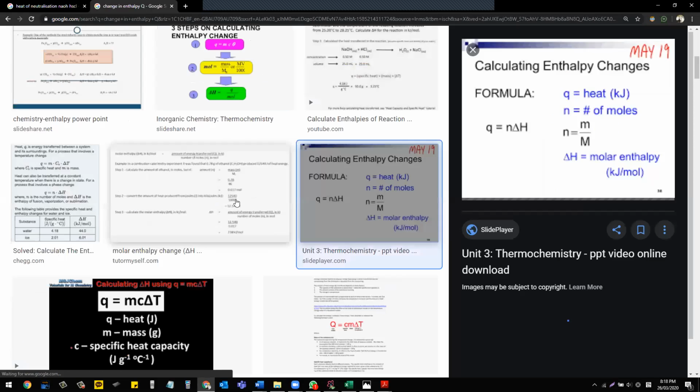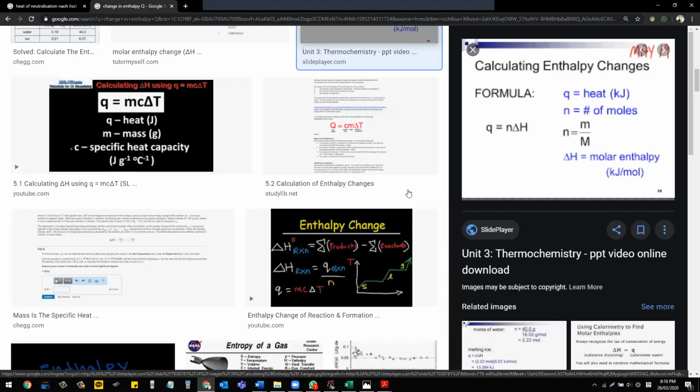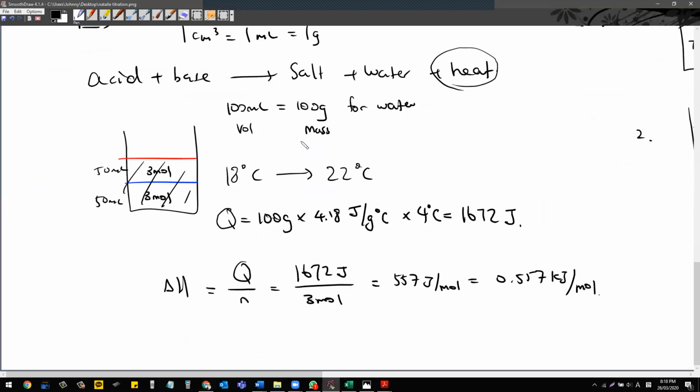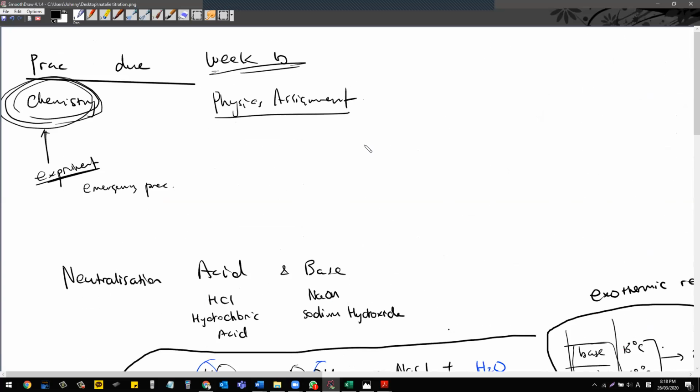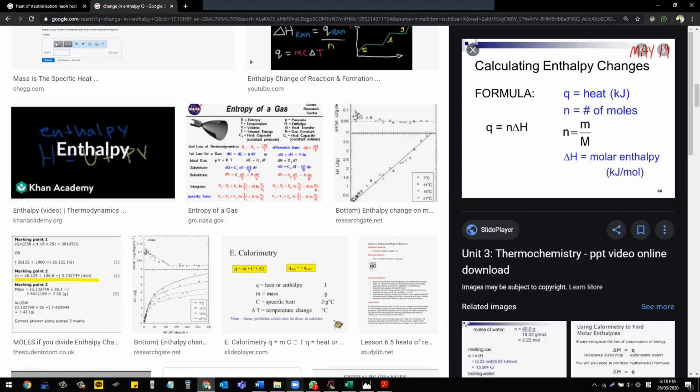Have a look at this. Generally Q is n delta H, so delta H is Q over n. Awesome. I just wanted to double check, just to make sure that my teacher was wrong. Okay, that's fine. So let's move on to this experiment.